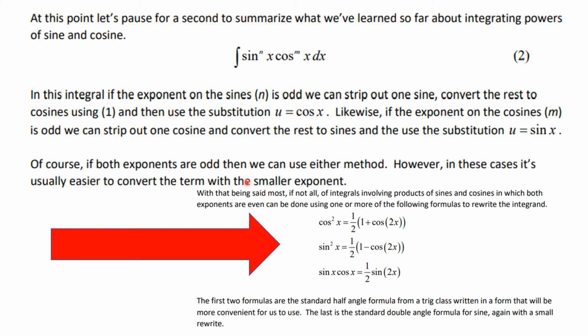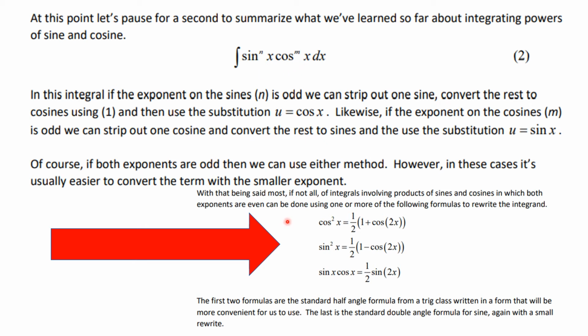Now, if both exponents are odd, we could use either method. And by the way, if it is, it's easier to convert the term with a smaller exponent. But that being said, suppose you had an integral that was a product of sines and cosines in which both of the exponents are even. Both m and n were even.